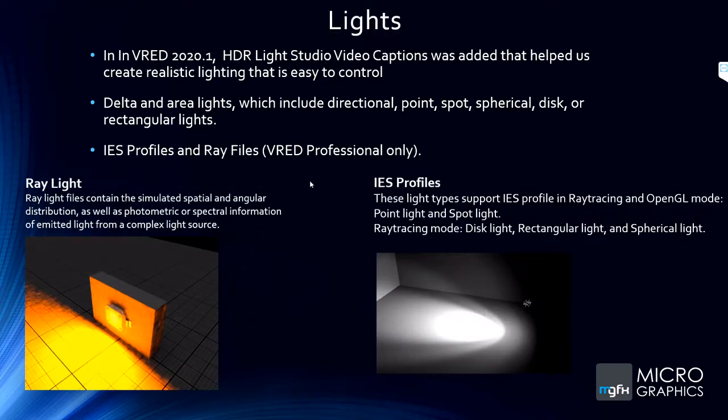The other section of light that I mentioned there was the IES profiles and ray files. Basically, it allows us more advanced, complex lighting scenes and sources. One of the things we've got, as I said previously, is photometric or spectral information of our complex light sources. As I said before, this allows us to do more complex lighting. The IES profiles allow us to take our profiles and combine them and use them with our other normal ray tracing modes.